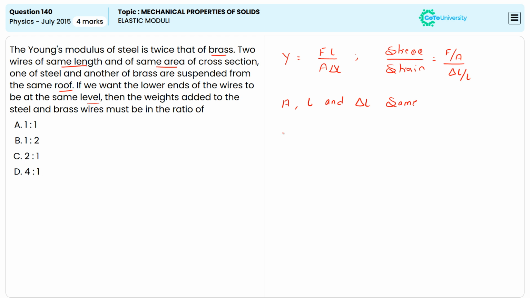Then we can write this as Fs divided by Fb is equal to Ys divided by Yb. Since they have given that the Young's modulus of the steel is twice that of the brass, we can write the Young's modulus of the steel as 2 times Yb, divided by Yb. Then we get the answer 2. That is nothing but 2. It is in the ratio of 2:1. Option C is the right answer.